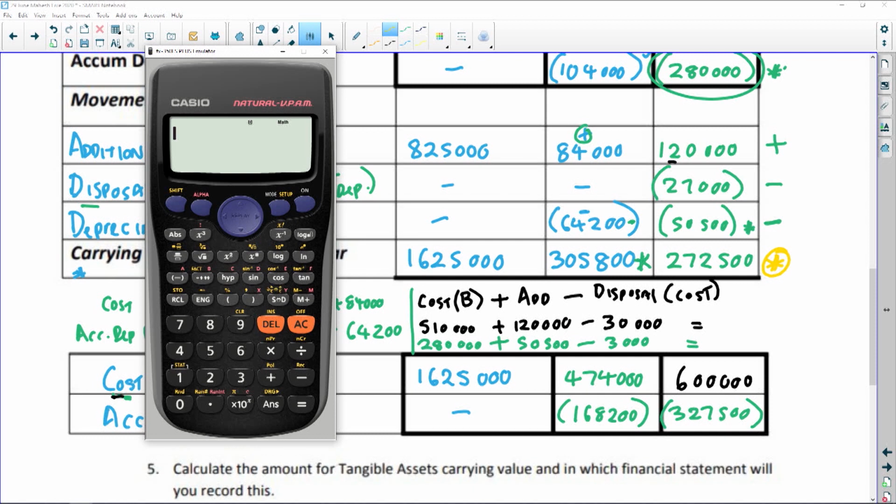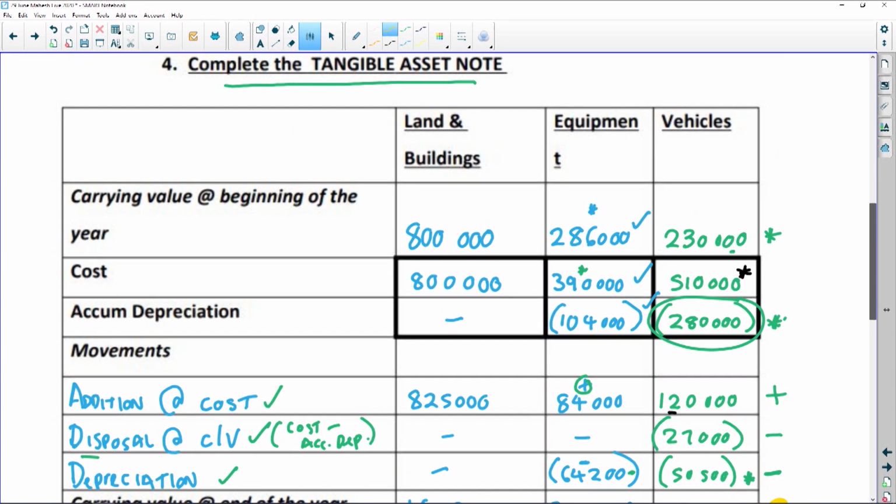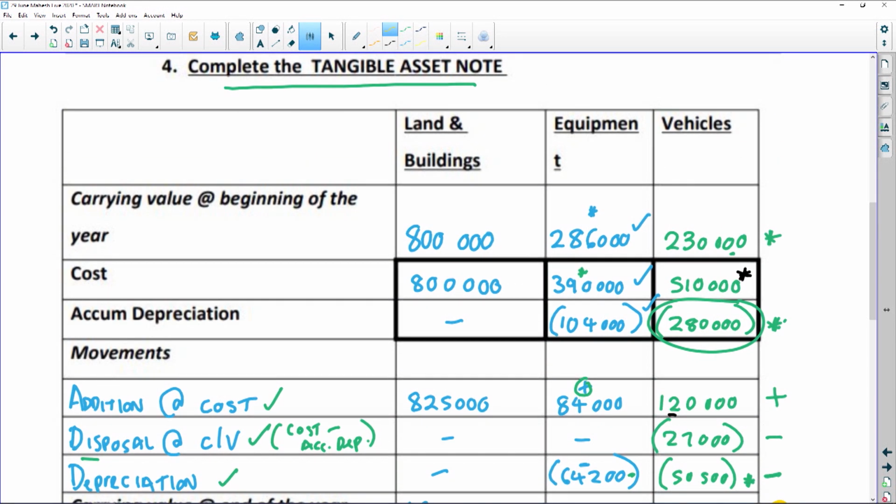Remember, I start off with 600,000. So 600,000 minus 327,500, and as you can see, we're obviously getting the 272,500. Okay, right, sure. I thought we were not going to have enough time, but that's fantastic because we were able to do the entire tangible asset note, which is brilliant.